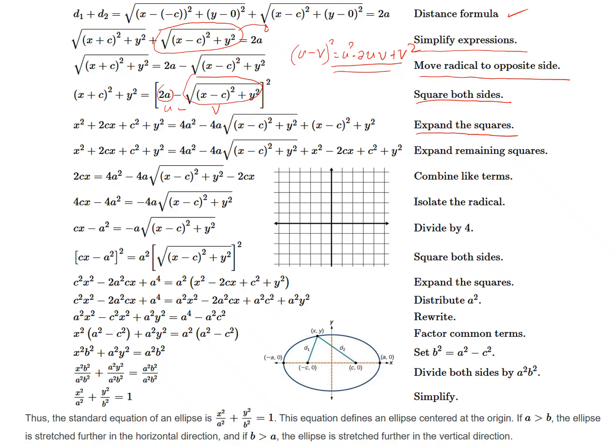Then after that, we have to expand the remaining squares, this one. Expand that also, and then combine similar terms or like terms. So this is what we get after combining similar terms.